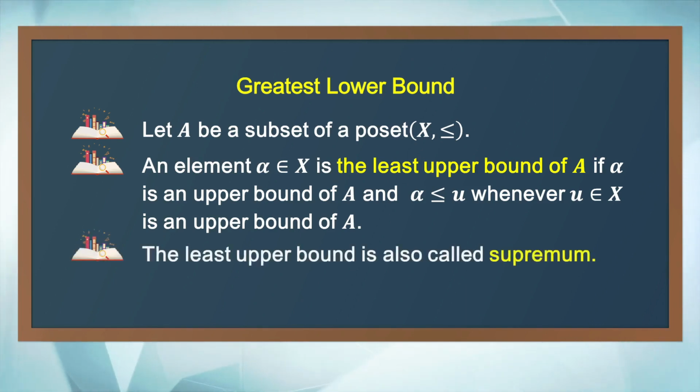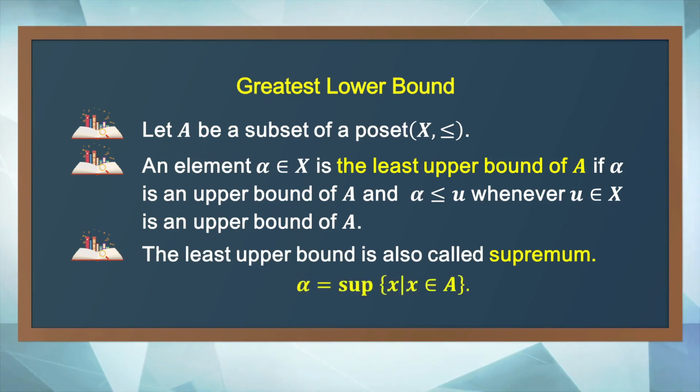The least upper bound is also called supremum. The least upper bound or supremum is unique when it exists. We write as follows: alpha is the supremum of A.